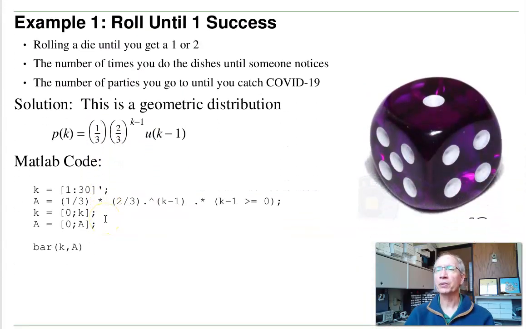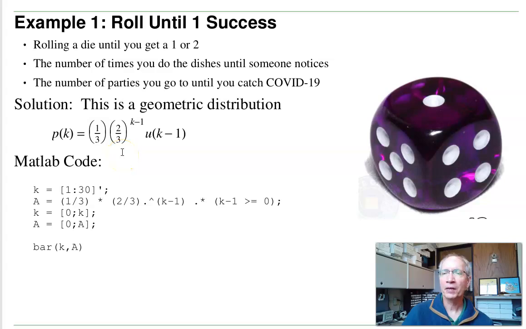So let's do a couple examples. Suppose I roll until 1 success. I'm going to roll a 6-sided die and a success is when I get a 1 or a 2. Now the probability of a success, P, is 1/3, Q is 2/3. So this is the PDF for a geometric distribution.